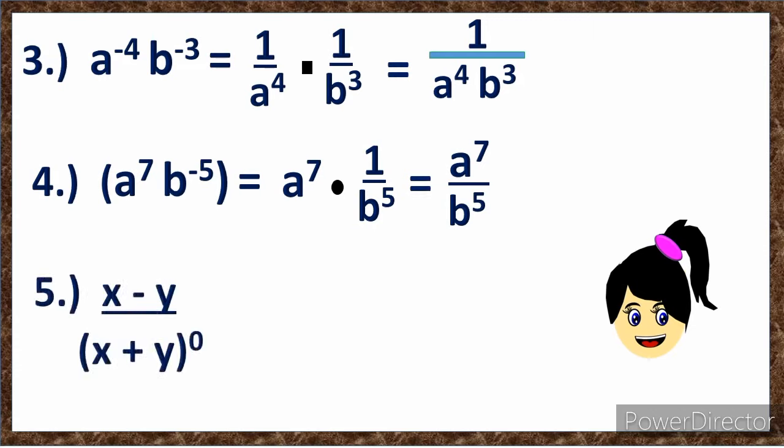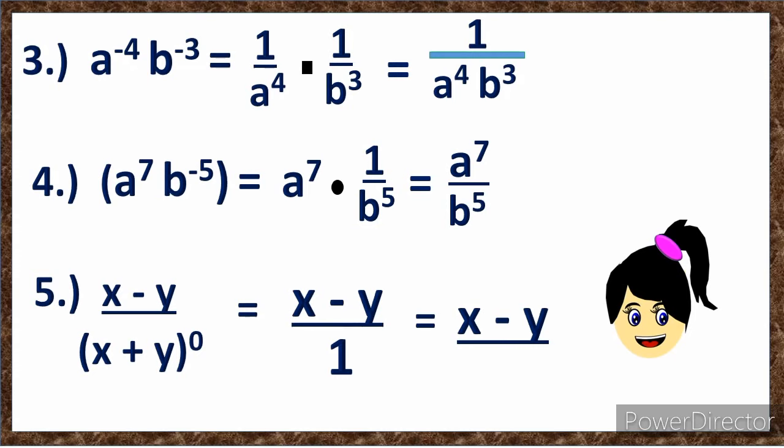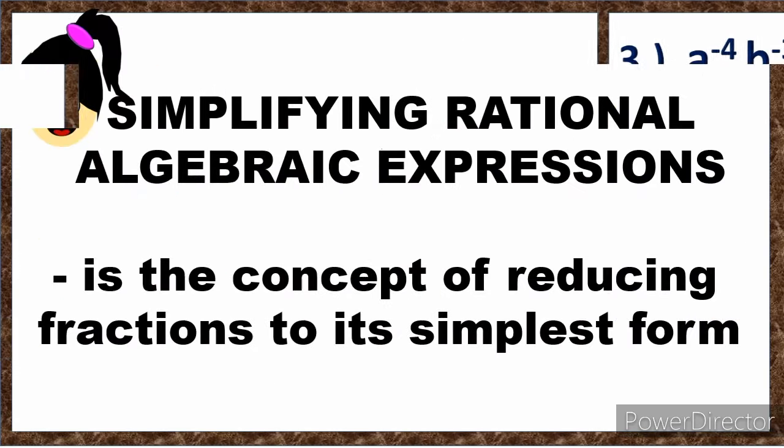Then next, number 5, we have x minus y over x plus y raised to 0. Now we have x minus y all over any number raised to 0 is 1. So that's why we have x minus y.